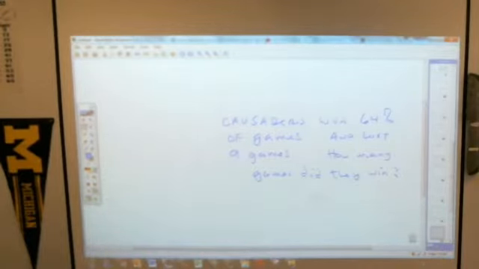They won 64% of their games and lost 9 games. How many games did they win? When you have your answer, go back to my desk. In the top paper tray is a whole bunch of scrap paper. You write just your answer on it without your name and bring it back to me.